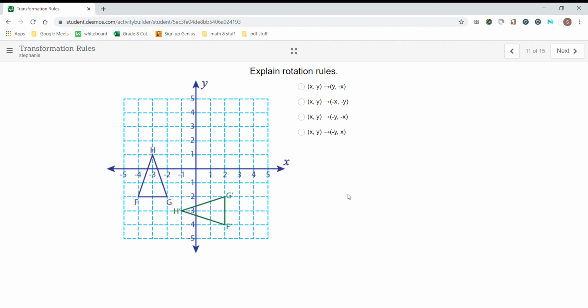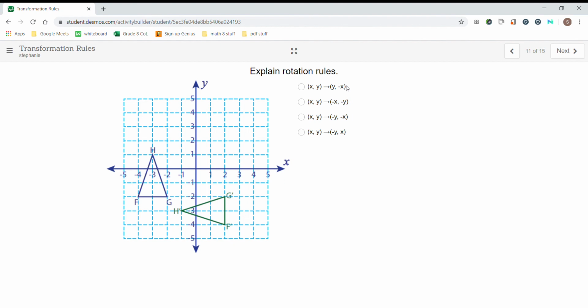Let's look at this one where I have triangle FGH and triangle F prime G prime H prime. Let's use H and H prime. H was negative 3, 1. So remember that, negative 3, 1. H prime is now negative 1, negative 3. I went from negative 3 to 1, and now 1 to negative 3. So that means my X and Y flipped spots.